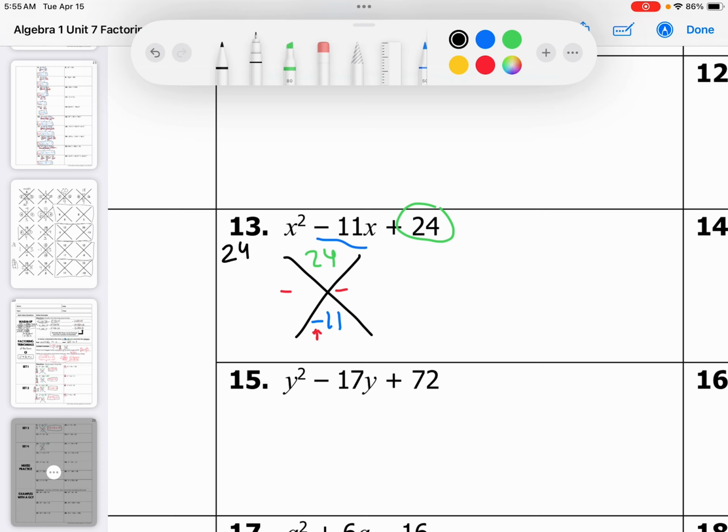So the numbers that multiply to 24 are 1 and 24, 2 and 12, 3 and 8, and 4 and 6. But again, remember, for this one, both of them are going to have to be negative. So then to get to the negative 11, the ones that are going to work here are going to be negative 3 and negative 8. That's going to give me x minus 3 and x minus 8.